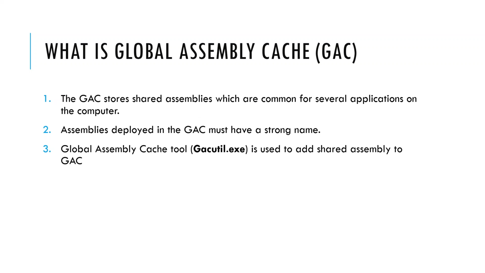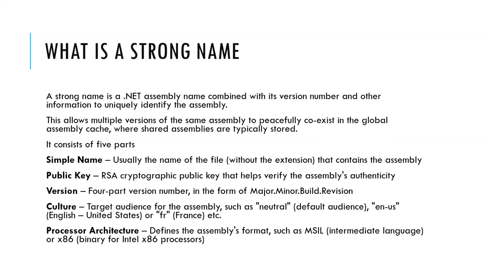So what is the global assembly cache, or GAC? The GAC stores shared assemblies which are common for several applications on the computer. Assemblies deployed in the GAC must have a strong name. The global assembly cache tool is used to add a shared assembly to the GAC.